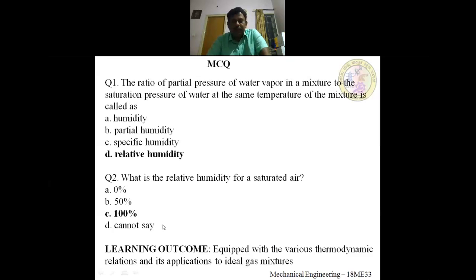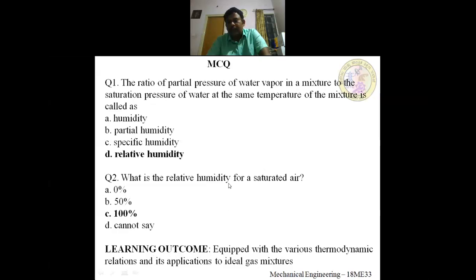Okay, with this, you are equipped with various thermodynamic relations and their applications to ideal gas mixtures. So you are able to find thermodynamic properties, and you are able to identify the different relations of thermodynamics that are also applicable to ideal gas mixtures. This is the learning outcome.